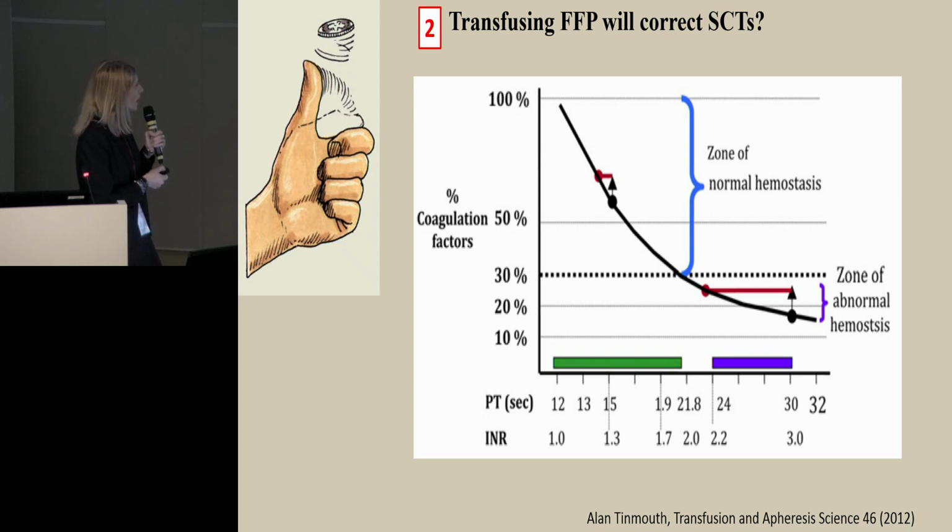We have on the y-axis the level of coagulation factors. We know that if we have lower than 30%, then we have impaired hemostasis. And on the x-axis, we have prothrombin time. If we give this amount of plasma, starting with very low coagulation factor levels, as you can see, we have a good improvement in prothrombin time. But if we give the same amount of plasma in the same patient, but starting with higher coagulation factor levels, the improvement in prothrombin time is not at all significant anymore.